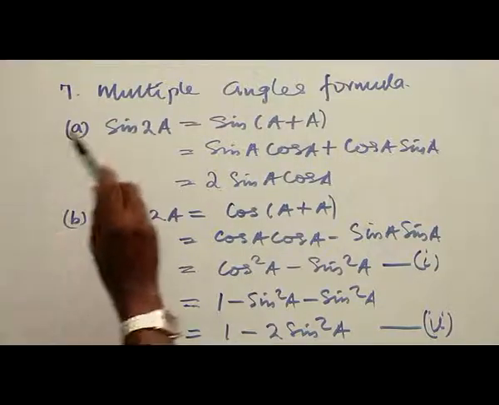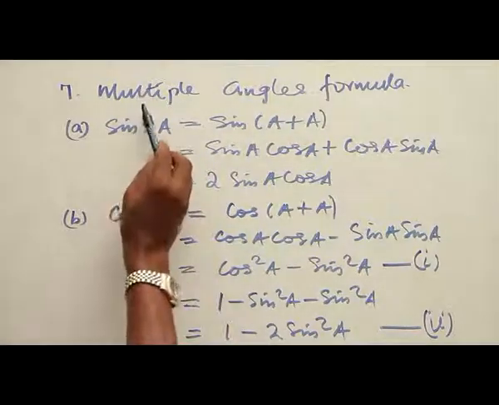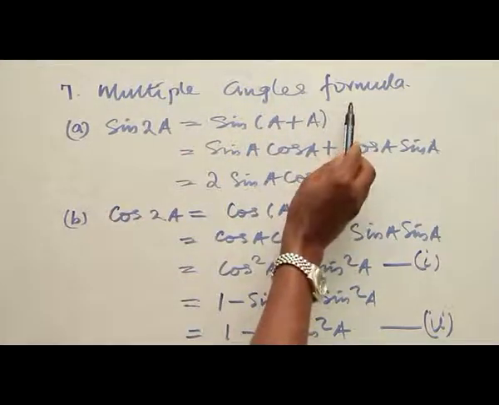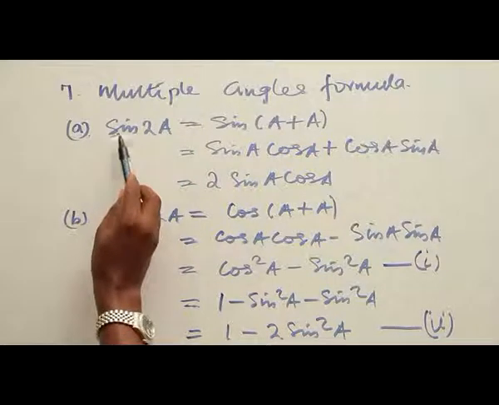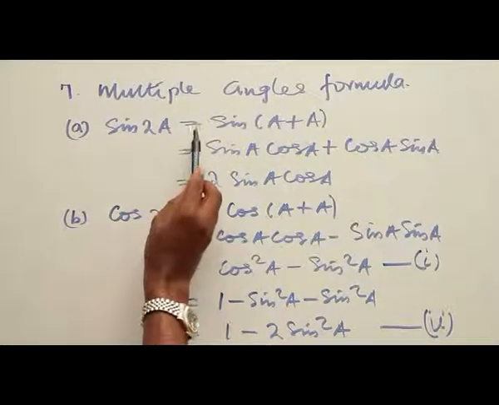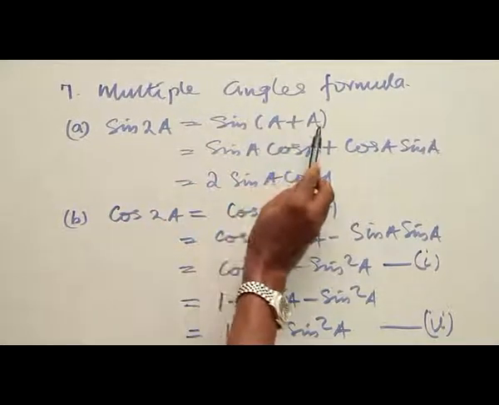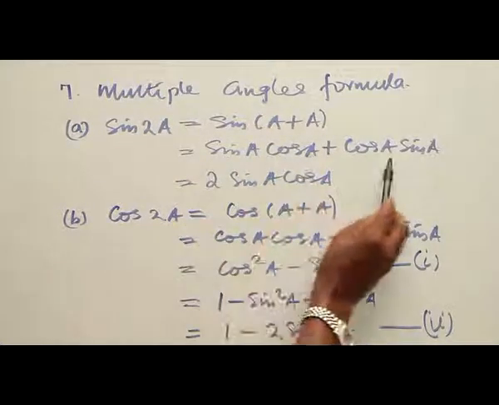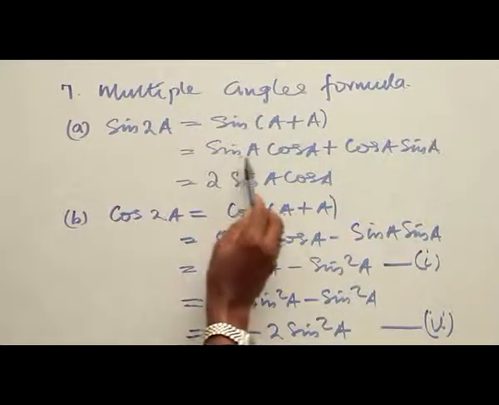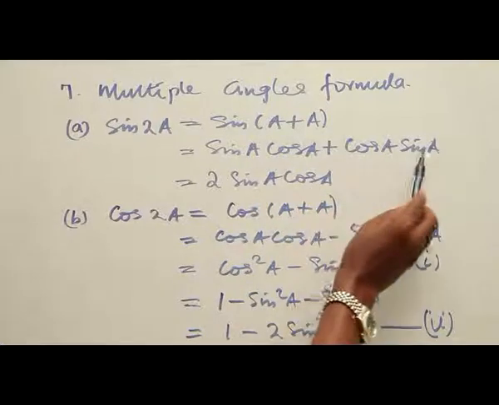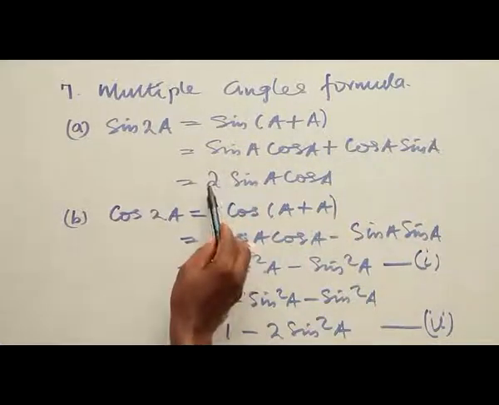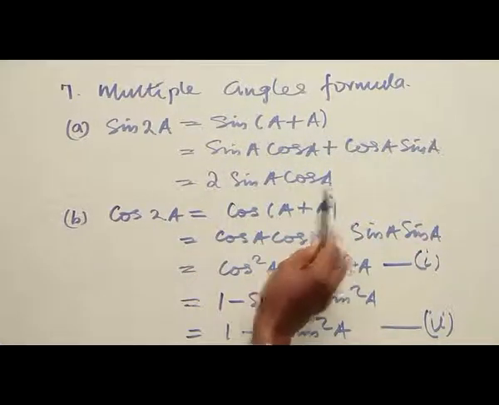From the compound angles, we can also derive the multiple angles formula. A, sin 2A, which is equal to sin A plus A. Expanding it as we did before, we'll have sin A cos A plus cos A sin A. And of course, this means 2 sin A cos A.